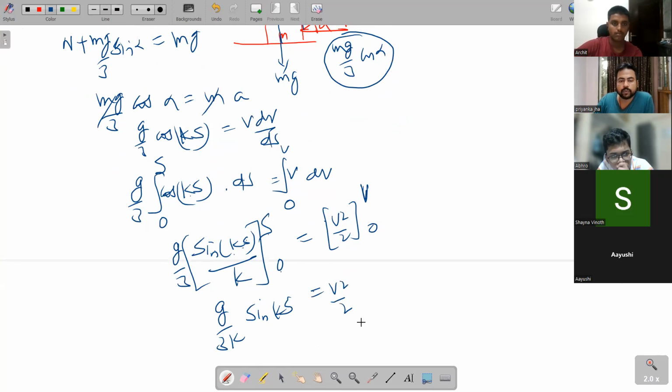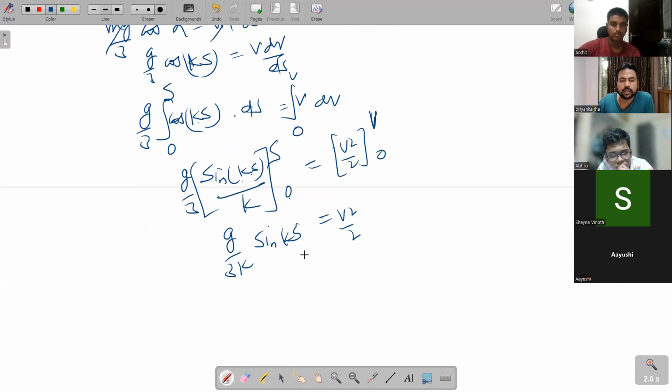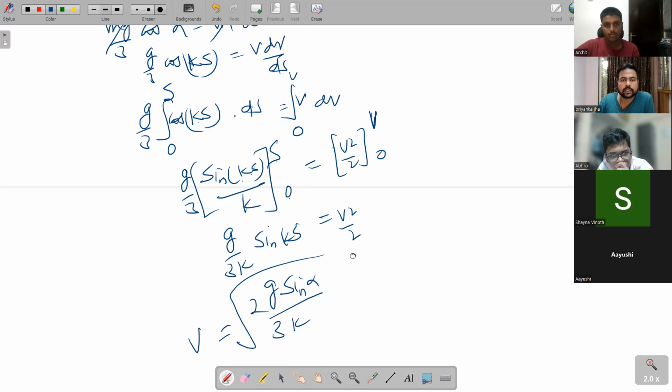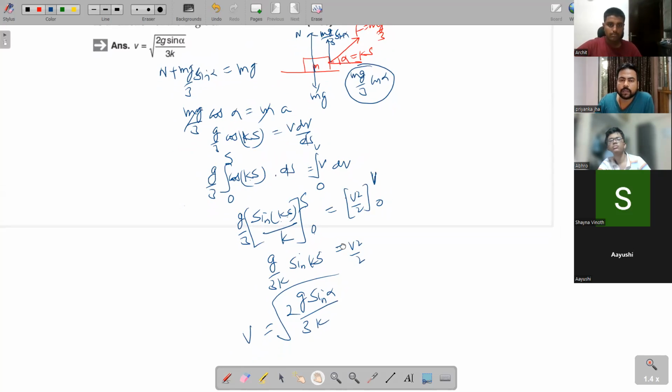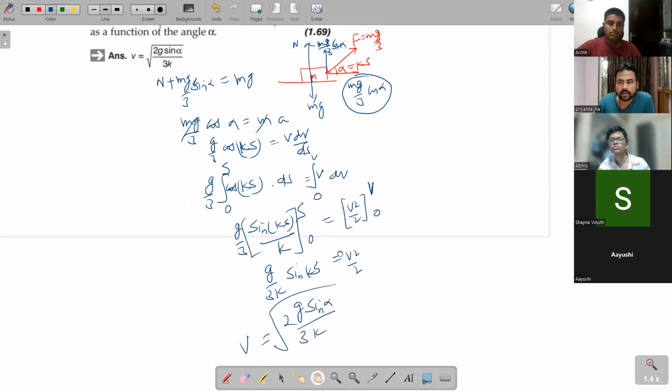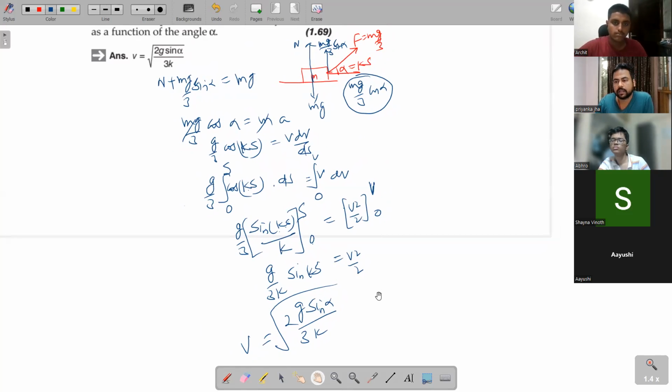This is v square by 2. Ks is your alpha. Alpha is Ks, na? So just put here v equals square root of 2g sine alpha upon 3K. Is this your answer? Yes, 2g sine alpha by 3K, correct. Because the question does not talk about the breaking of the plane, we cannot take that thing. Everyone understood?